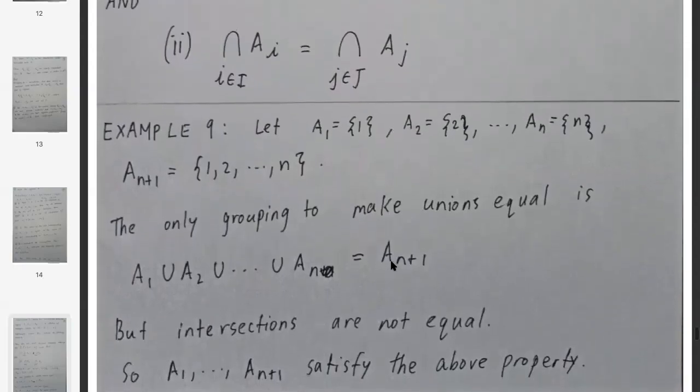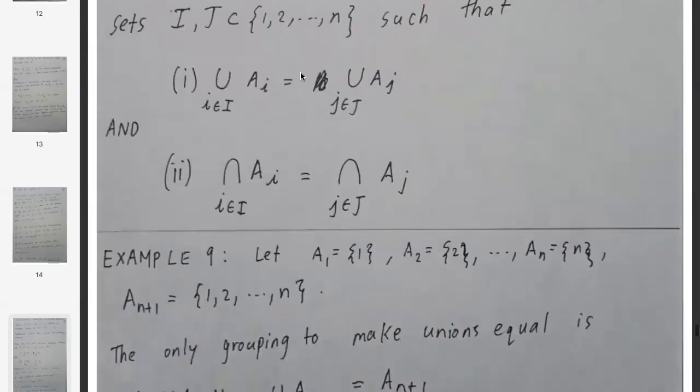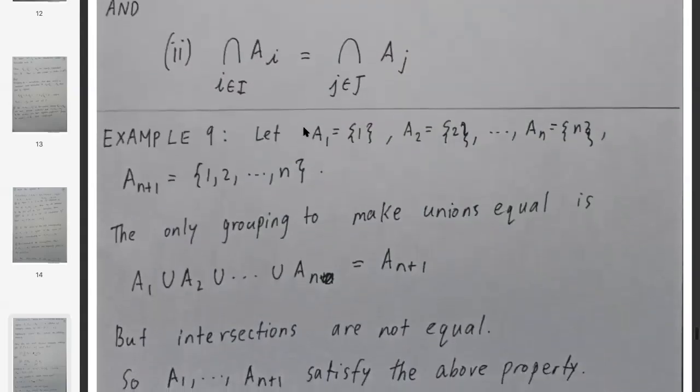But the intersections of the left hand side and right hand side are not equal. So a1 to an plus 1 do in fact satisfy the above property, meaning that there is no grouping which has the same intersection on both sides and the same unions on both sides. And in fact, surprisingly, n plus 1 is the correct answer.